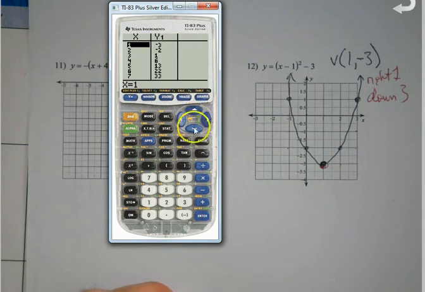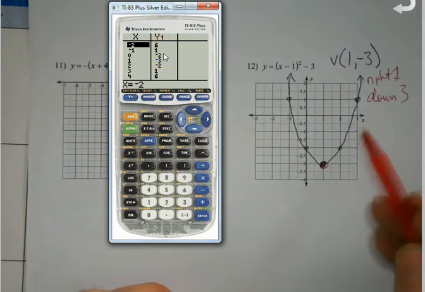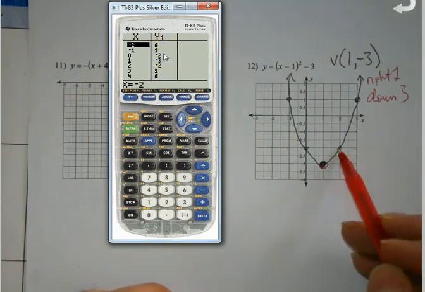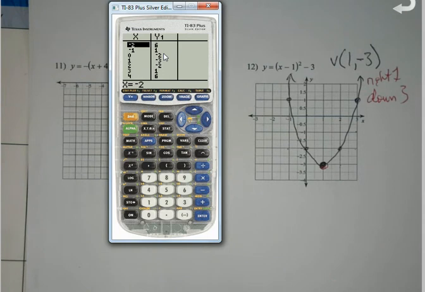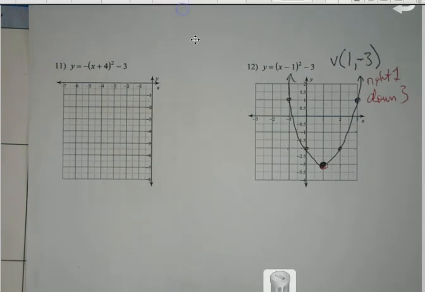Second graph, and again, as long as I have my vertex in the middle, I see points at 0, negative 2, and 2, 2. I see points at negative 1, 1, and 3, 1. So that's what I'm looking for with these. And that's the only thing I've got that I'm looking for with these.